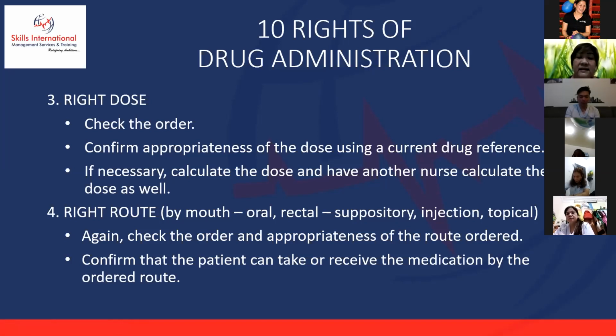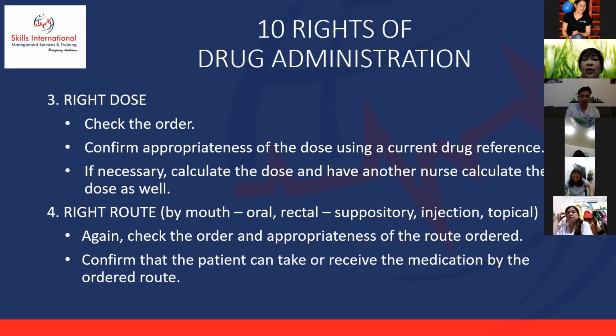So again, check the order and appropriateness of the route ordered. So like the Panadol, Panadol 500 milligram, 1 tablet by mouth. It is not mentioned there, suppository. So by the way, Panadol has suppository. For the babies, we are giving Panadol suppository for children. Okay? So confirm that the patient can take or receive the medication by the ordered route.